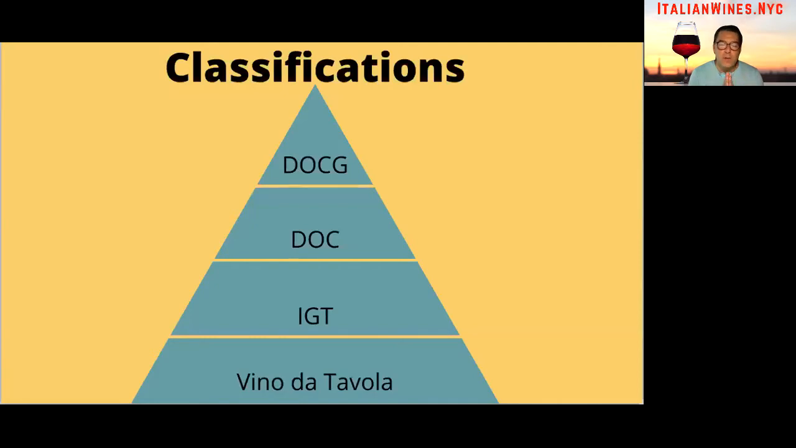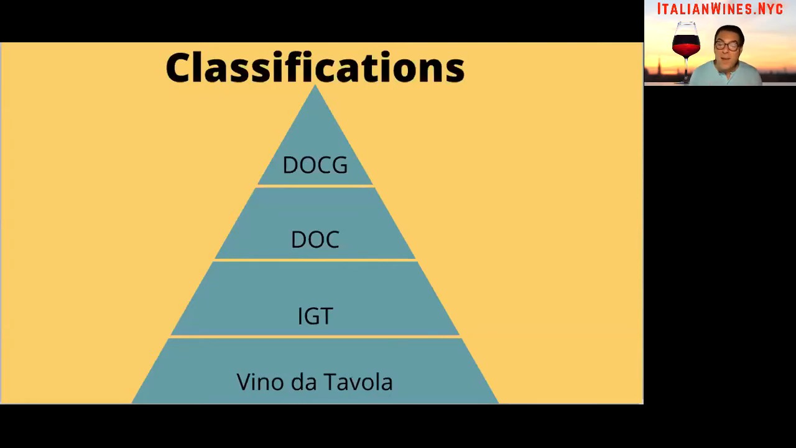What are the classifications exactly? Well, the Italians came up with this system of classifications in order to produce quality wines consistently and to standardize certain vineyard and winemaking practices. Without these classifications, Italian producers could put whatever they want on the wine labels without any punishment if they've committed fraud, for example. These classifications are enforced by the Italian government.